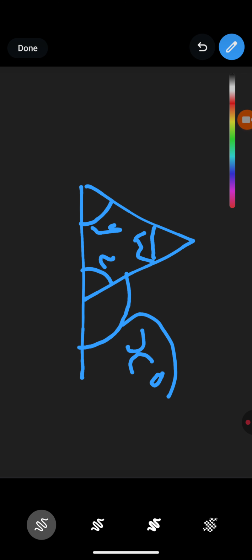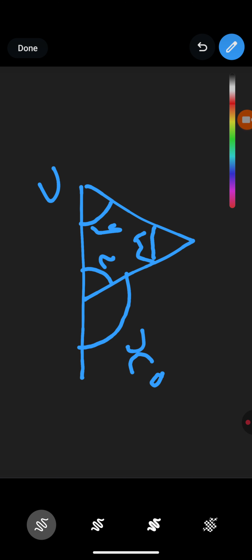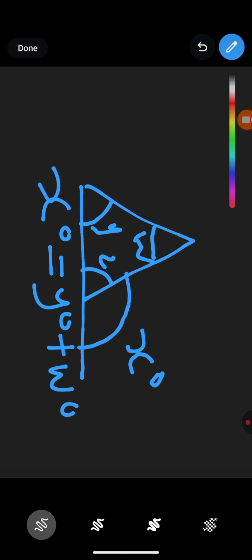So this angle is equal to this plus this. So we say this angle is equal to the two opposite interior angles. The angles inside are called interior, the angle outside is called exterior. So x is always equal to the sum of the two interior angles, y degree plus w degree.